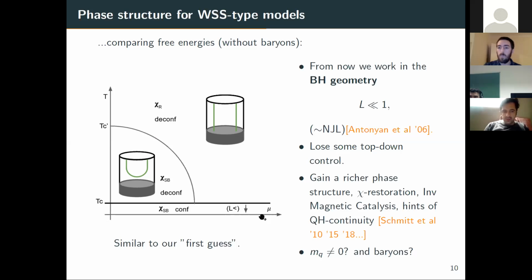You are putting your CFT on a sphere in that case, if you are talking about the transition, or what's the topology of the base manifold?